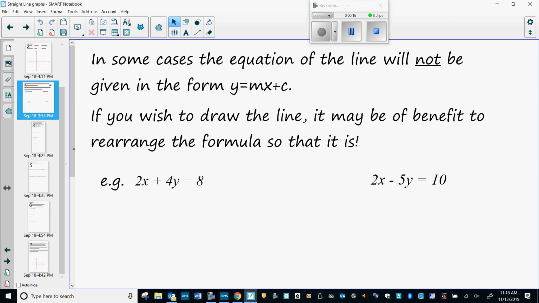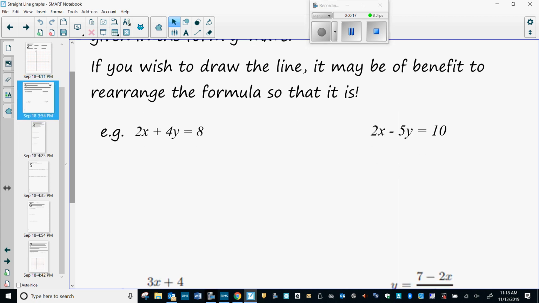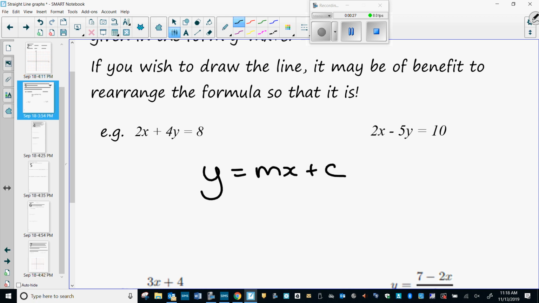Yesterday, remember, we were looking at rearranging these to be which format? Y equals mx plus c. Okay, why is y equals mx plus c helpful for us? Why?